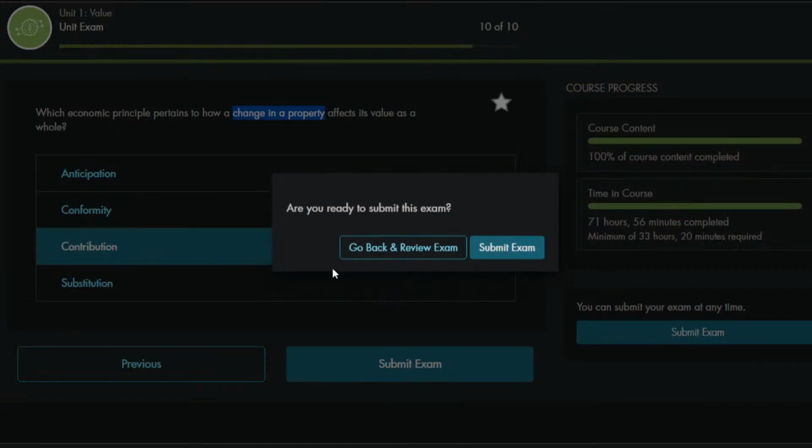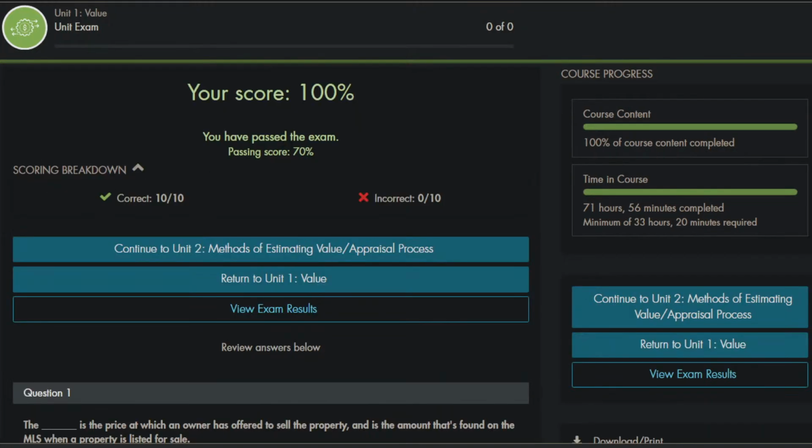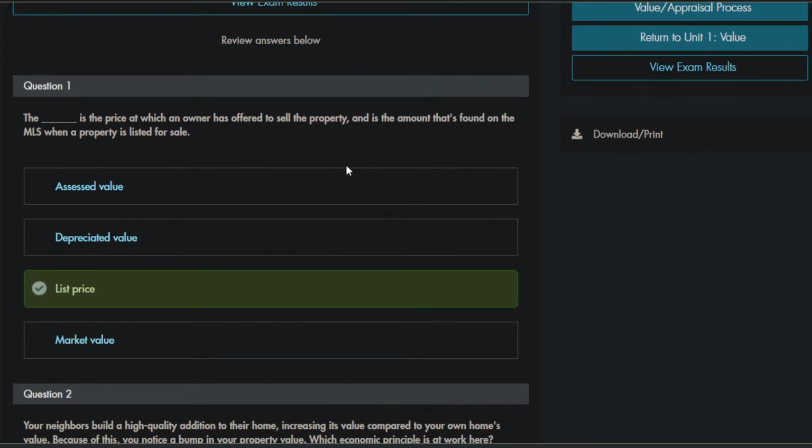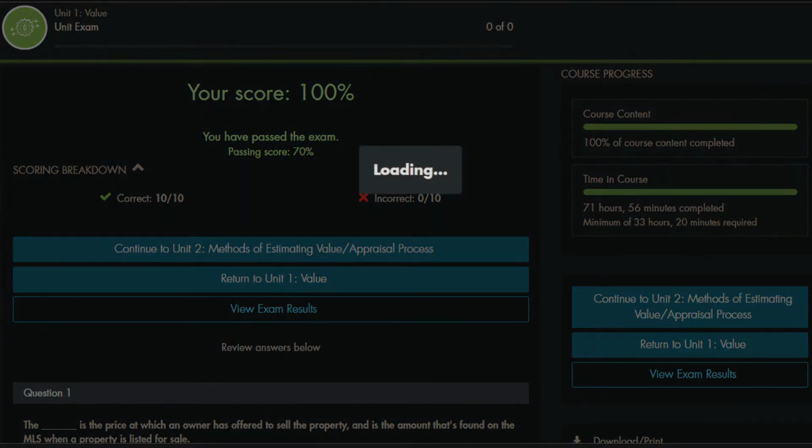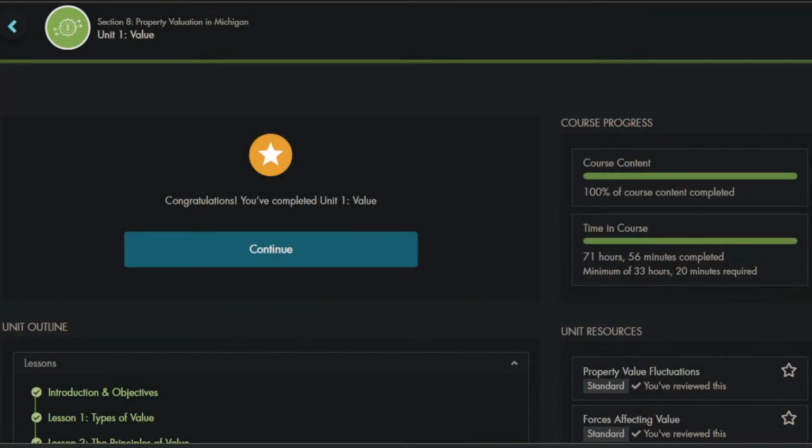All right, let's see how we did. Got 90 last time, we got 100 this time. Woohoo! I got them all right. I don't need to review which one I got wrong because I didn't get one wrong. So I'm super excited about that. That took us about 40 minutes. That was a quick unit. So I'm excited about that.